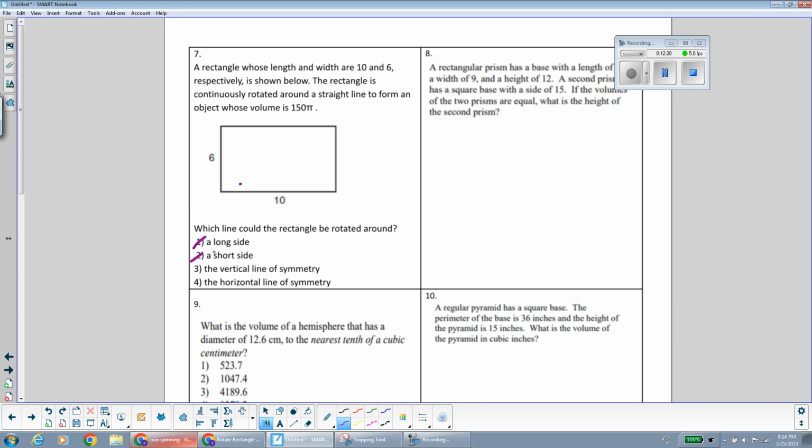Okay, the vertical line of symmetry. So that means right in the middle. That doesn't look right in the middle, but hopefully you see it is right in the middle. So when we spin it around and around and around, that would make the radius 5 and the height 6. So let's try that out.